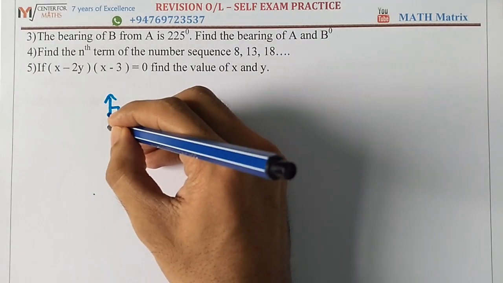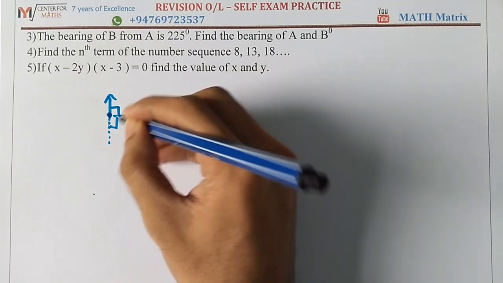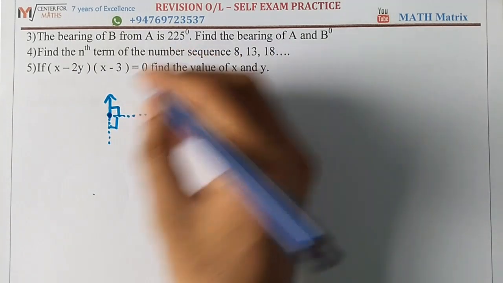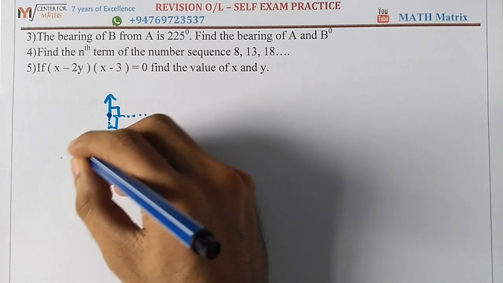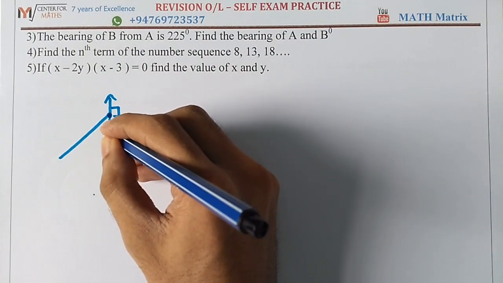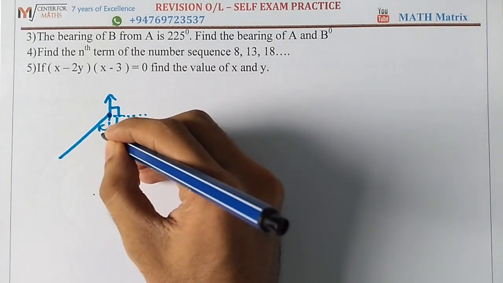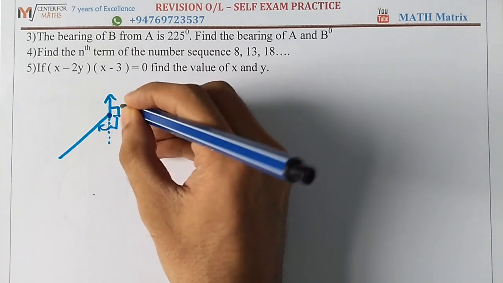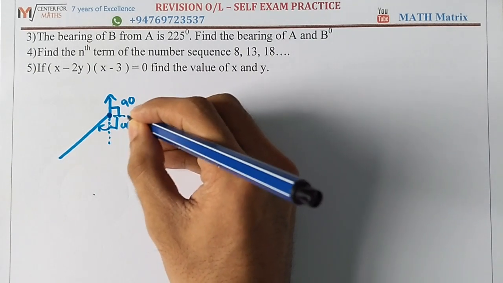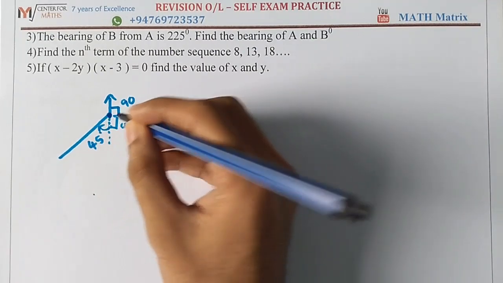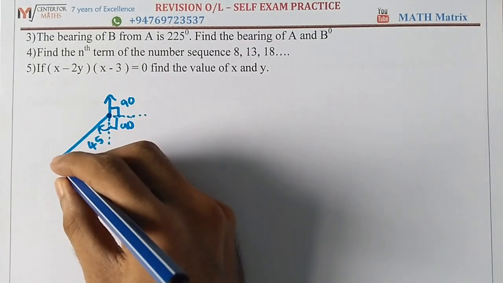And again, if we move, we'll get 180. 90 plus 90, 180. And to reach 225, we need a few more. We just have to turn a few more. Okay, right. So 90 plus 90 plus, and how much is required? 45. 90 plus 90 plus 45. Okay, right. Now it's 225.